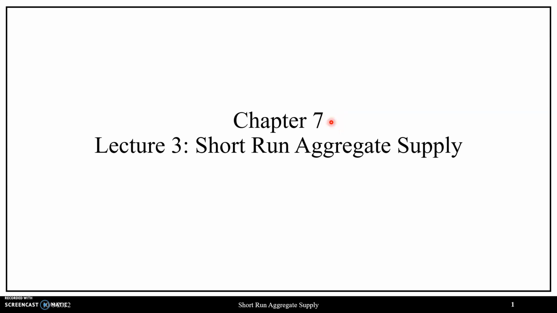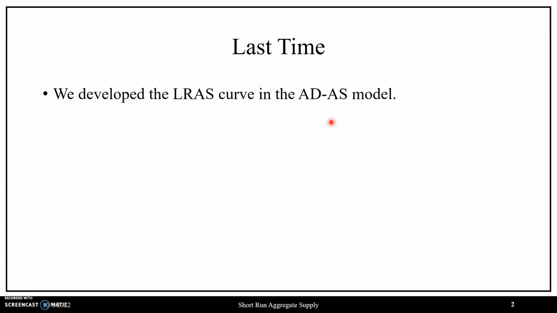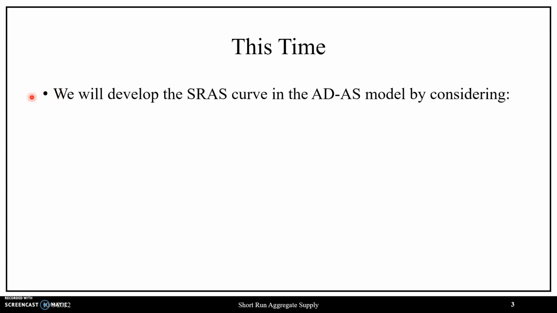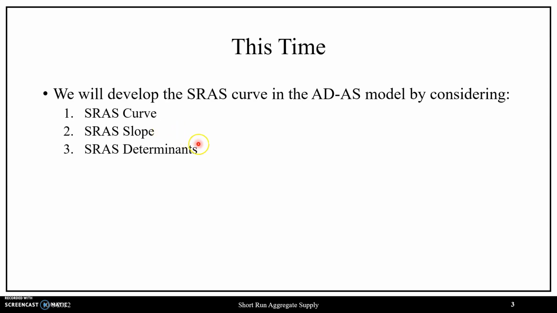In this video, we continue our discussion on Chapter 7, where in our last video, we developed the long-run aggregate supply curve in the ADAS model. In this video, we will develop the short-run aggregate supply curve by considering the curve itself in order to discuss its slope as well as determinants, from which we will consider shifts in both the long-run and short-run aggregate supply curves. Then we will conclude with a summary on the short-run aggregate supply curve.